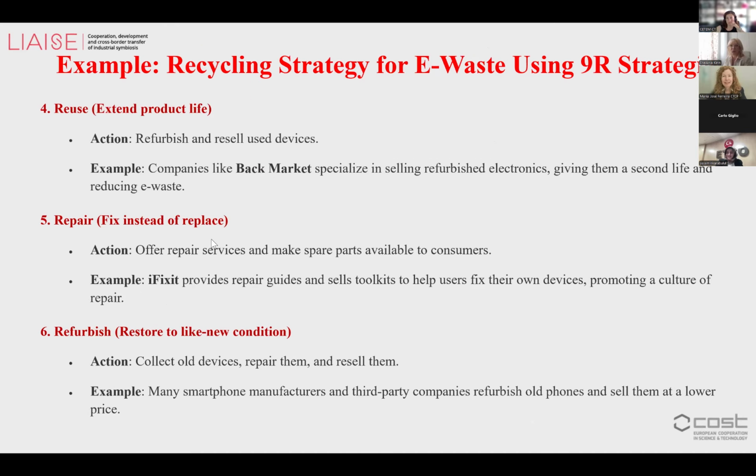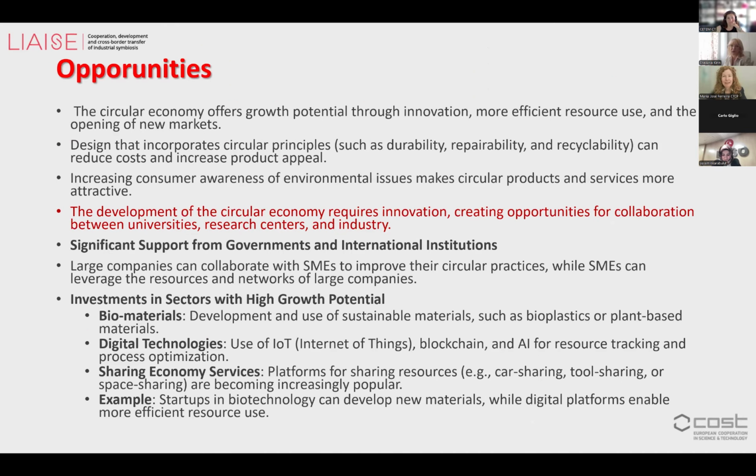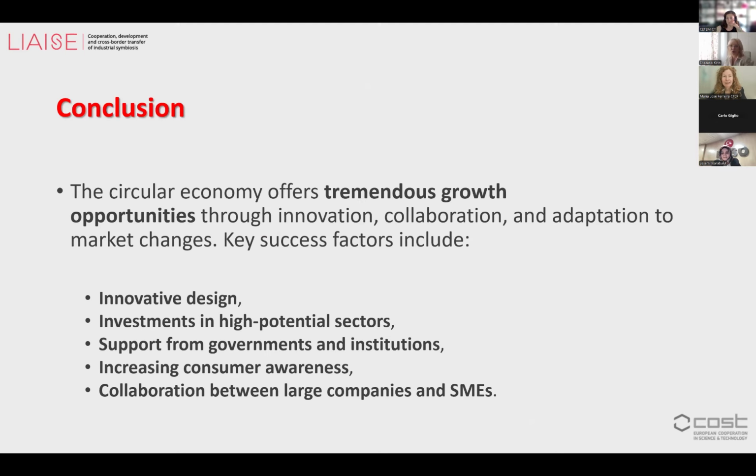And for the conclusion, circular economy offers extremely high growth opportunity through innovation, collaboration, and adaptation to market changes. And key success factors include innovative design, investment in high potential sectors, support from governments and institutions, increasing consumer awareness, and collaboration between large companies and SMEs.